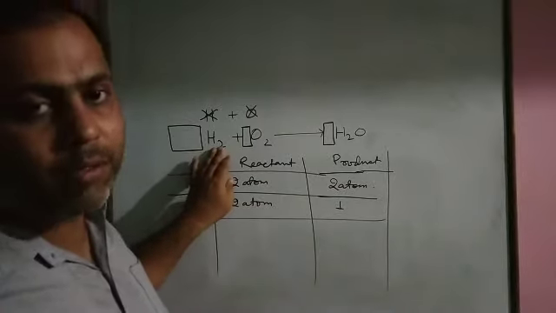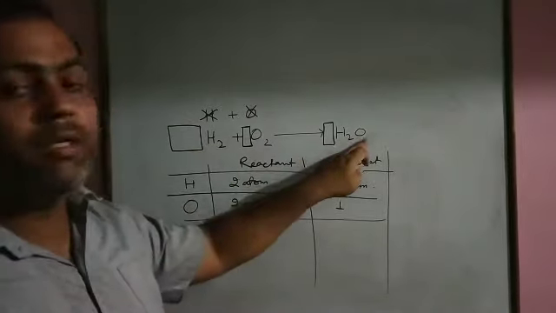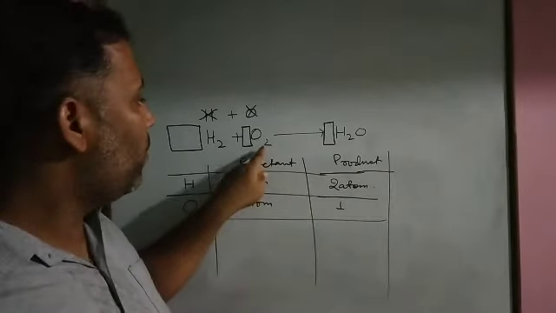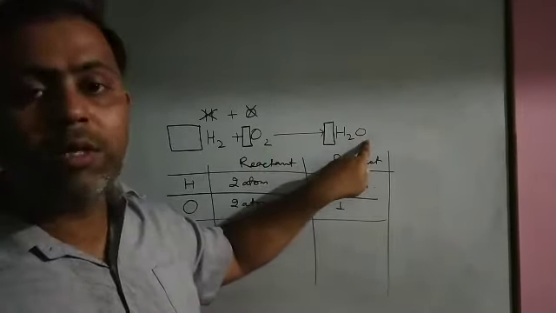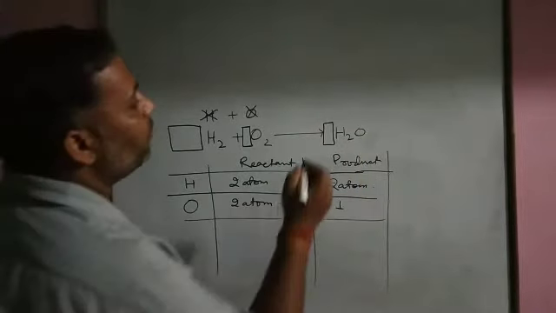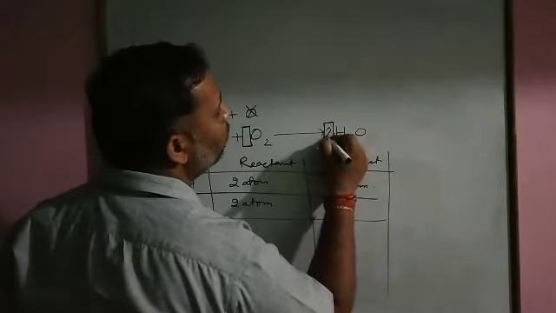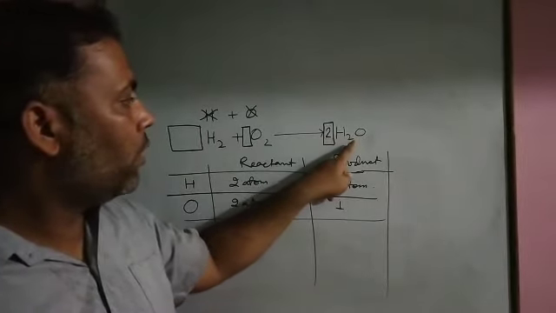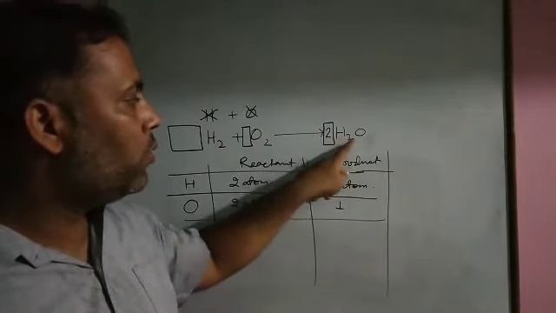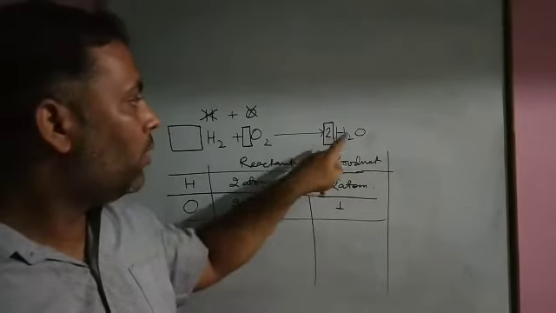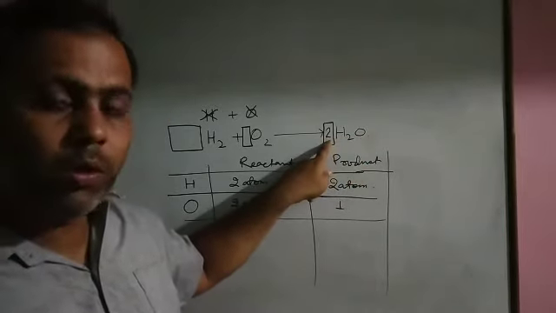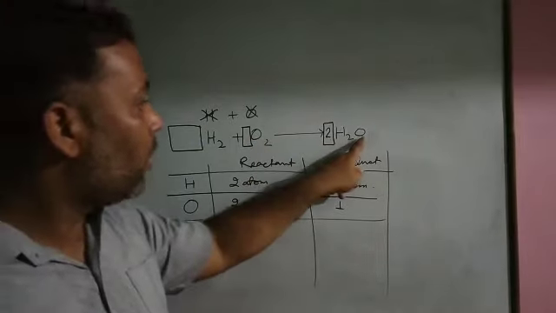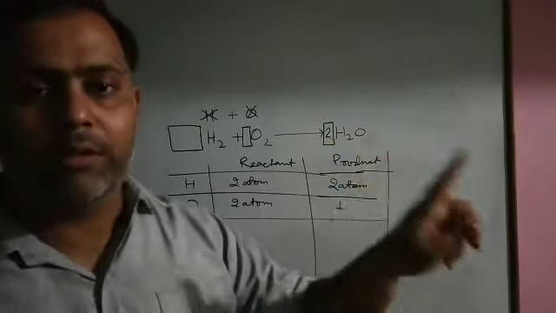Hydrogen is balanced. Clear? Here oxygen is 1. Here oxygen is 2. What is the problem? Oxygen is 2 here. Here oxygen is 1. What do we do? If we write here 2, then what do we see here? The number of hydrogen is 2 into 2, 4. The number of oxygen is 2. Clear? Here the number of oxygen is 2. It means the number of oxygen is balanced.